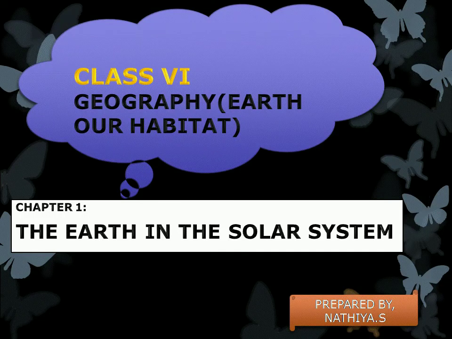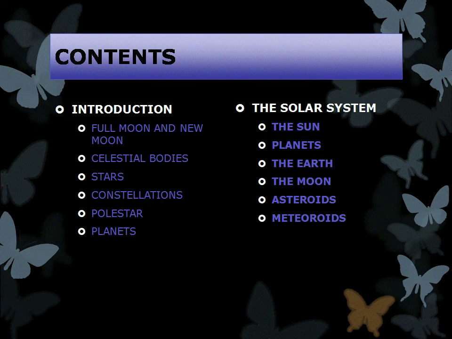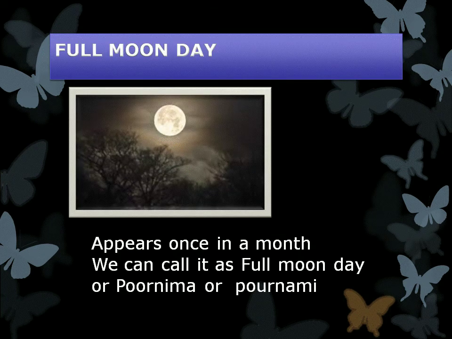Today we are going to see this geography part, that is Earth our habitat. In that chapter 1, the Earth and the solar system, that we are going to see. See the contents. So what are the contents we are going to see in this chapter? Introduction and the solar system. In introduction: full moon and new moon, celestial bodies, stars, constellations, pole star, planets. In solar system, we are going to learn the sun, planets, the earth, the moon, asteroids and meteoroids. See the next slide children.